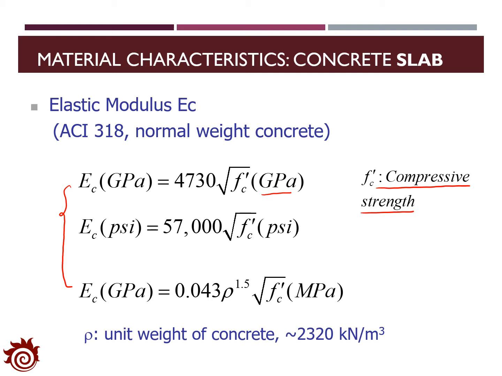Also, if FC is in megapascal, we can let EC equal to 0.043 times rho to the power of 1.5 times the square root of FC prime. Here EC is in the unit of gigapascal, and the rho is the unit weight, which is the density of the concrete slab. Usually it's set as 2320 kilonewton per meter cube.